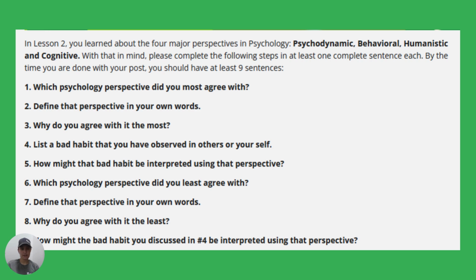Number 6, which psychology perspective did you least agree with in the lesson? Number 7, define that perspective in your own words. So same thing we were doing at the beginning, just this time you're talking about the one you agree with least instead of the one you agree with the most. Number 8, why do you agree with it the least? And then number 9, think back to that habit that you mentioned earlier. How might that bad habit you discussed in number 4 be interpreted using that perspective? Sound good? Okay, here's how you'll be graded.